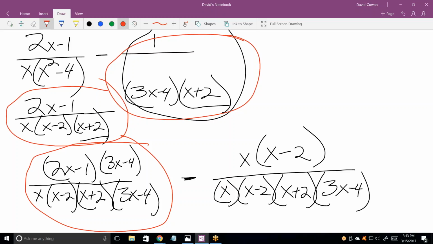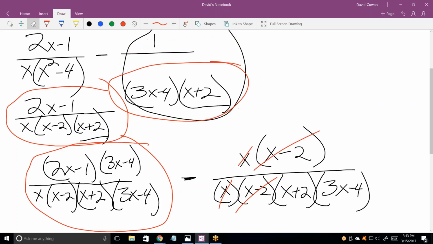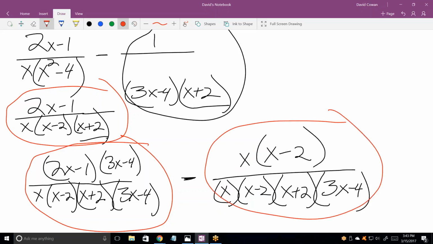Notice that x would cancel with that, x minus 2 would cancel with that, and I would end up with 1 over that, which is what I want. In other words, my goal is to never change the fraction, just write it differently. Now I can say that I haven't changed anything. I've got this fraction minus this fraction, and they're the same two fractions that I started with.